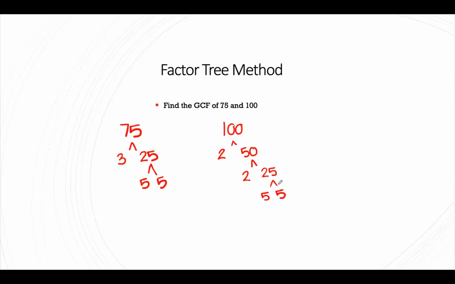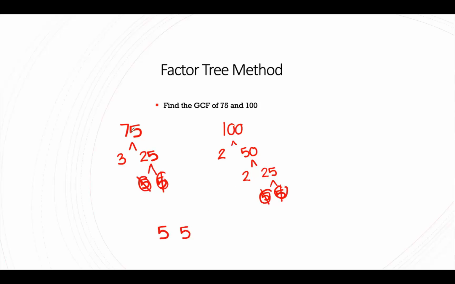Now that I've completed my prime factorization trees for each number, to find the greatest common factor shared between them, I want to circle each prime factor they have in common, but I'm only going to write it down below once after I circle it. For example, I see that both numbers share a prime factor of 5, so I'm going to circle and cross out my 5s and write it down below once. And again, I see they share another 5, so I'm going to cross them out and write it down below once.